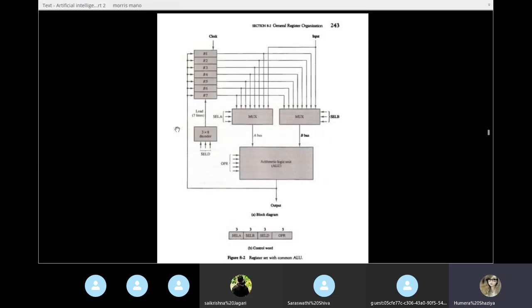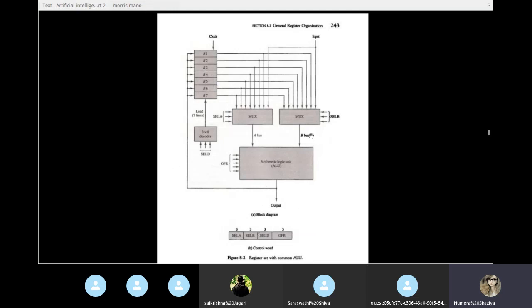The output goes to any one of these registers based on the clock, based on which register is activated for that particular operation.